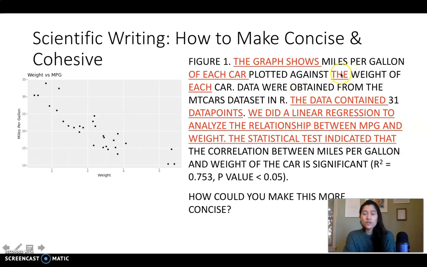So what I have here, the data contained 31 data points. One way we can say that is saying n equals 31. That's a really concise way to give what our sample size is.